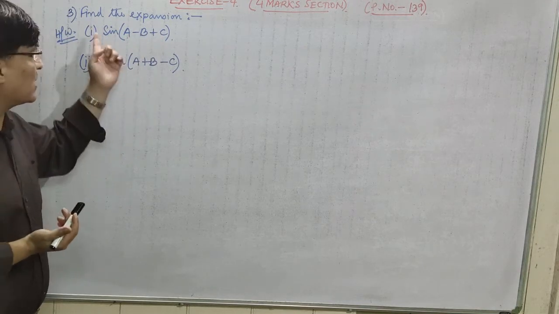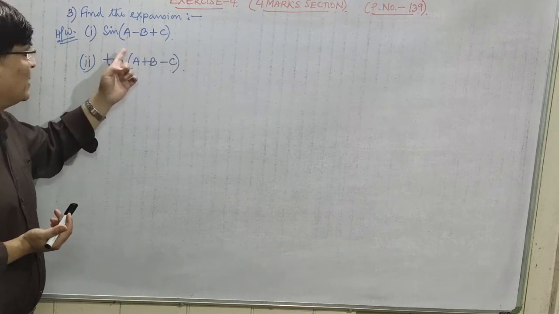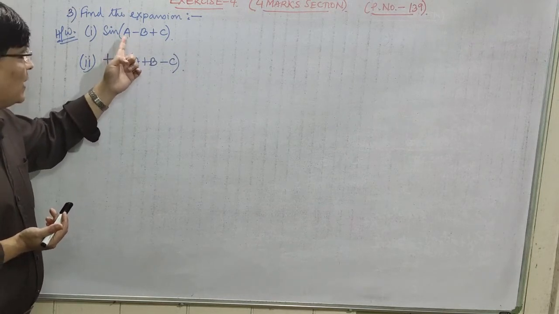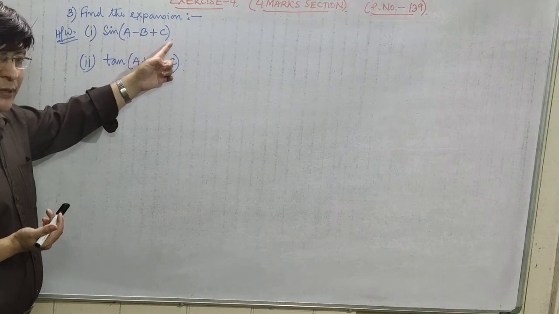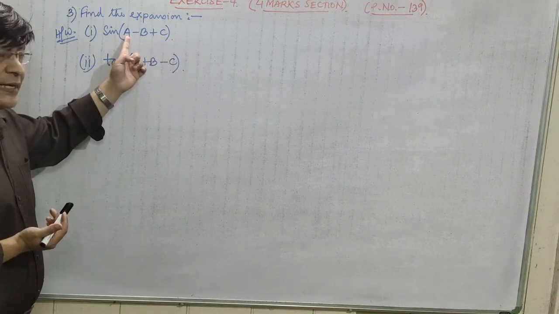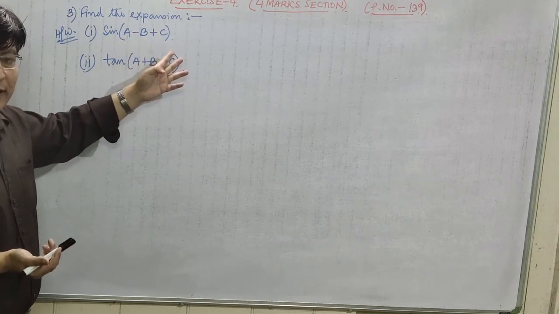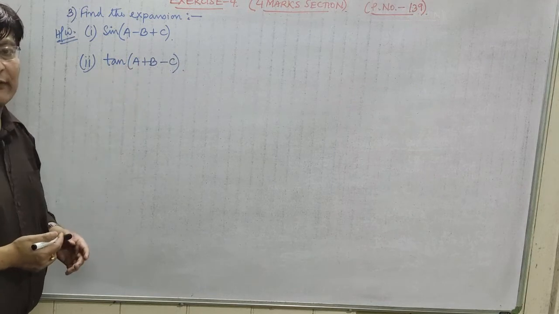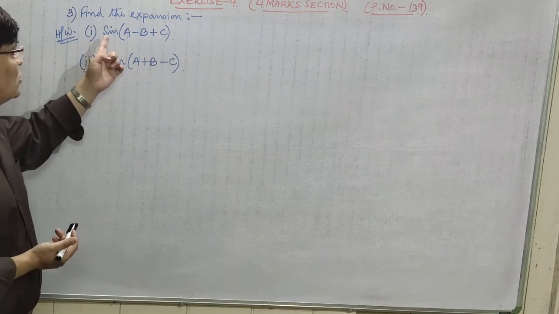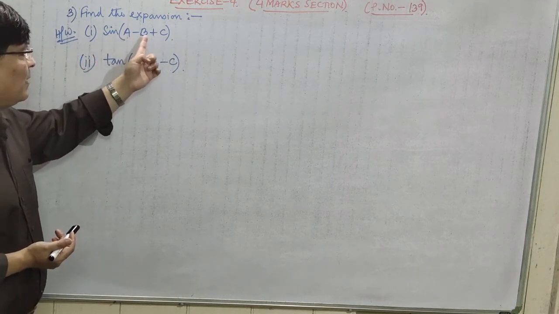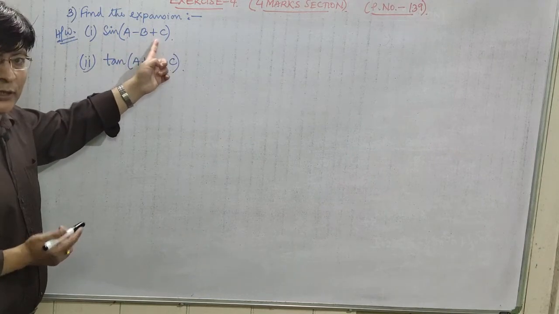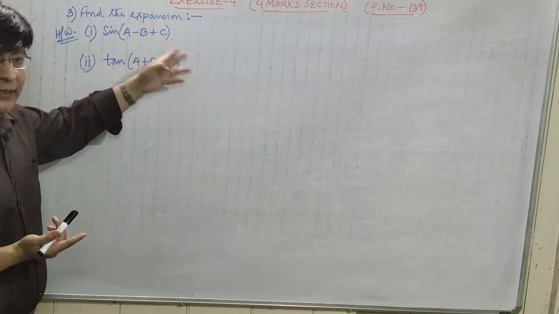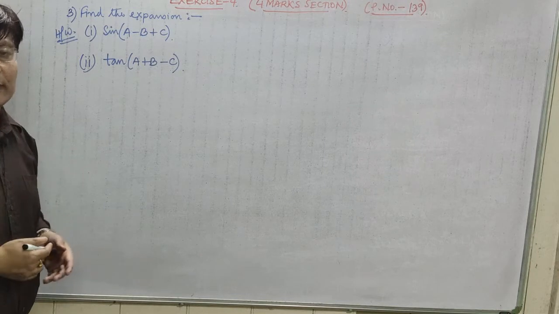So use the formula sine of (a plus b). Or you may take a as a minus within bracket (b minus c). So here you can take a as a and b minus c as b, so that you can use the formula of sine of (a minus b). Either you can use sine of (a plus b), taking a minus b as a and c as b. So this is your sine of (a plus b). You can use this formula.